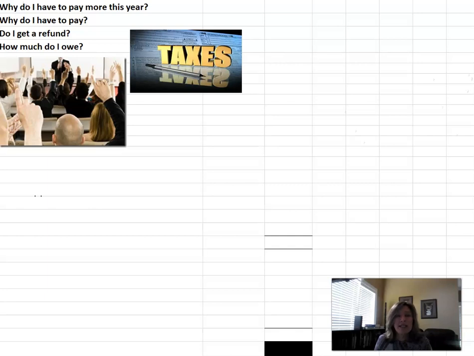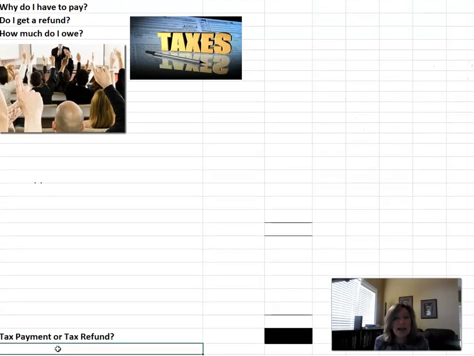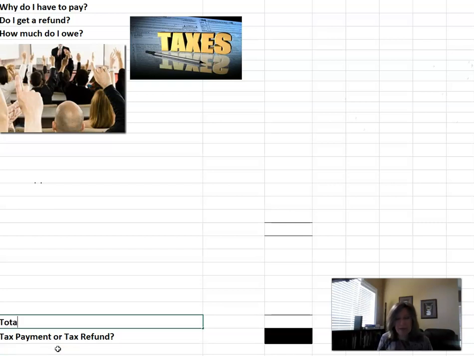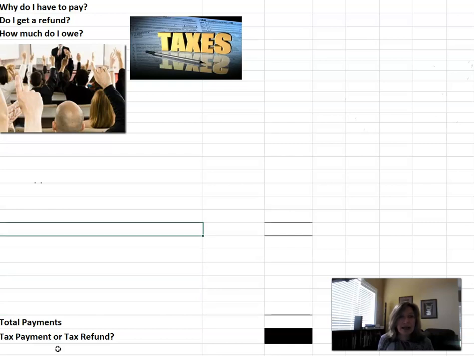The best way is to start at the very bottom. If you are trying to find out, or answer a question maybe for a client, whether you are going to have to pay or get a refund, starting at the bottom is going to be the easiest way to understand how this works. So at the very bottom is tax payment or tax refund. That is the question. All right, how do we arrive at that? Well, in its very basic sense, we're going to look at the total payments that we paid in, and we're going to talk about where those came from, compared to the tax liability. And we're going to talk about how to calculate that.